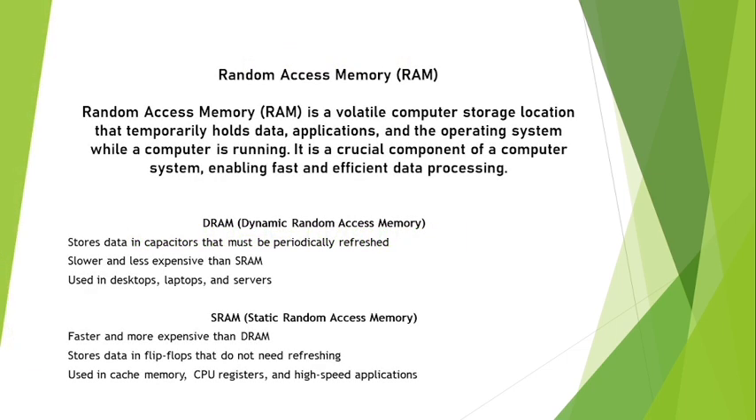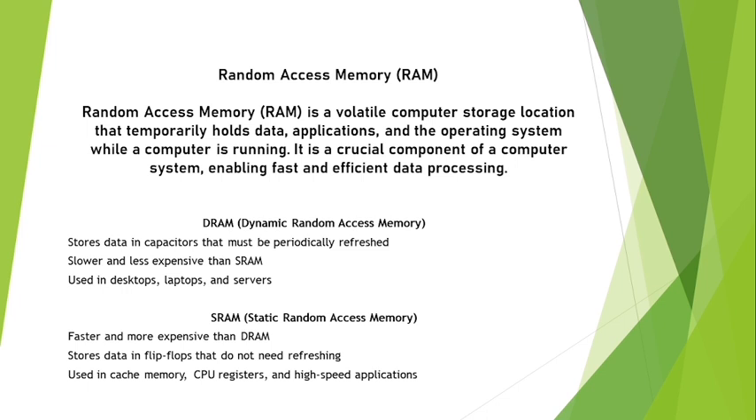First of all, random access memory is a volatile computer storage location that temporarily holds data, applications, and the operating system while the computer is running. So this RAM holds work in use. When you're doing work, it holds work in use. It's temporary storage. It's a crucial component of a computer system, enabling fast and efficient data processing.